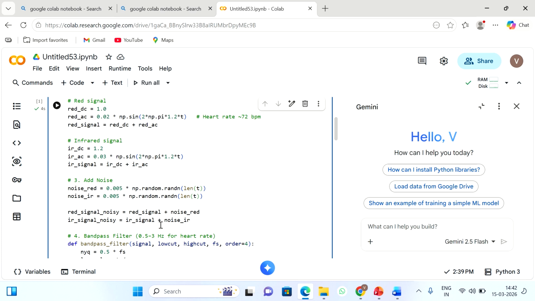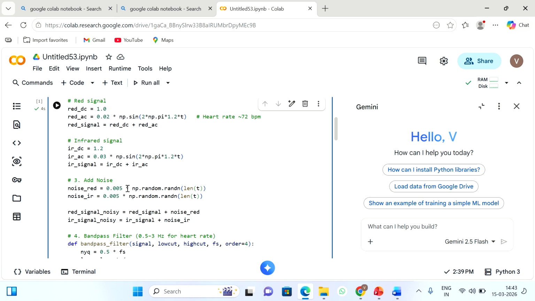Next one, infrared. So the infrared DC part is taken as 1.2 and then the infrared AC part is taken as 0.3 into np.sin(2 np.pi 1.2 into t). So the total infrared signal is equal to AC component plus DC component, similar to the red signal, but it has a slightly higher DC component and slightly higher AC amplitude. So this difference helps calculate oxygen saturation.